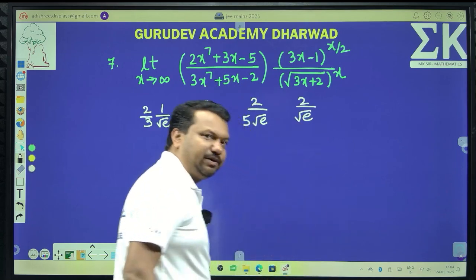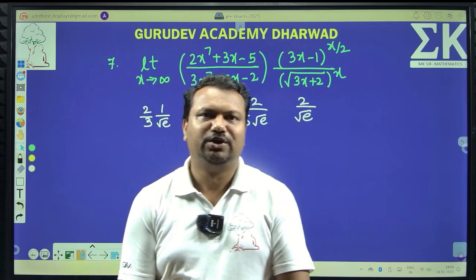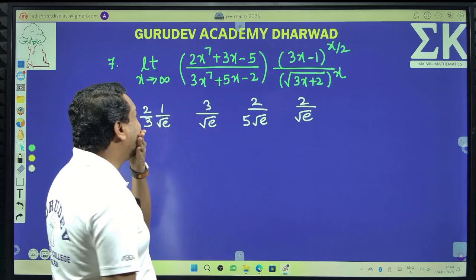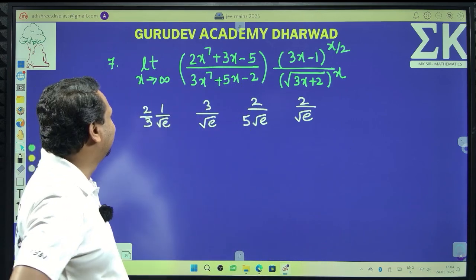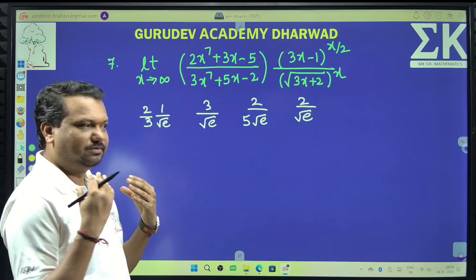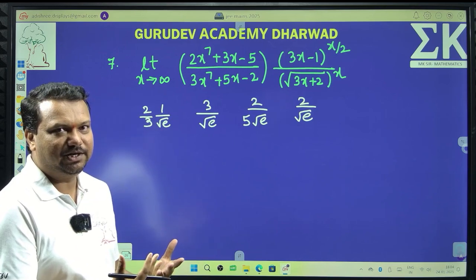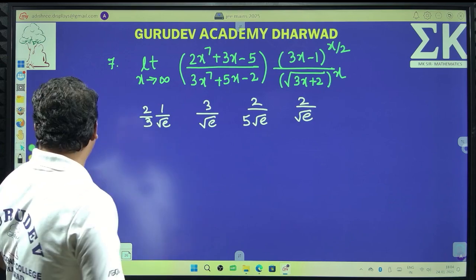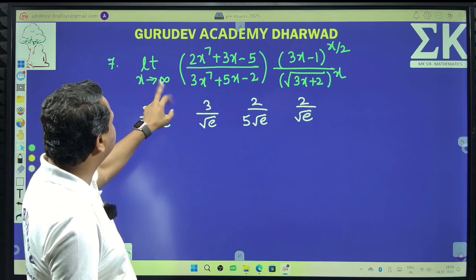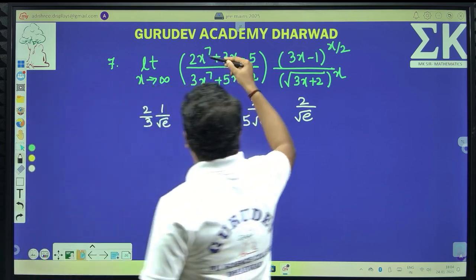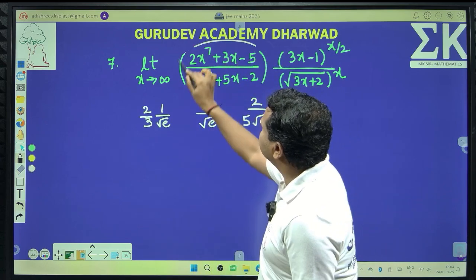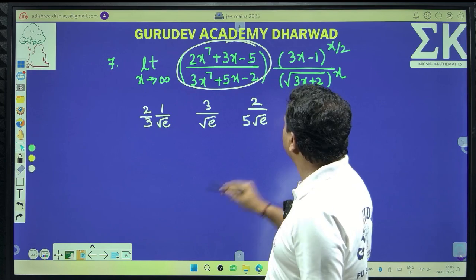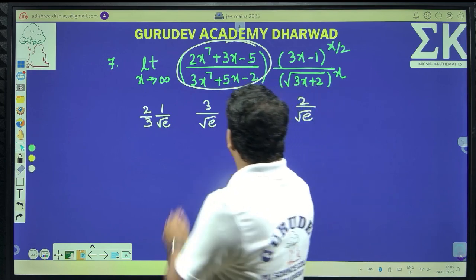One of my favorite topics, that is limits. When I saw this question, I found it very interesting. Of course, the way of approach may be different and maybe not acceptable for everyone. When I saw this, first I understood that x tends to infinity, and here the x power is the same. Therefore, what is this answer? We have studied the shortcut. The answer is 2 by 3. Now, definitely 2 by 3 is one of the factors.